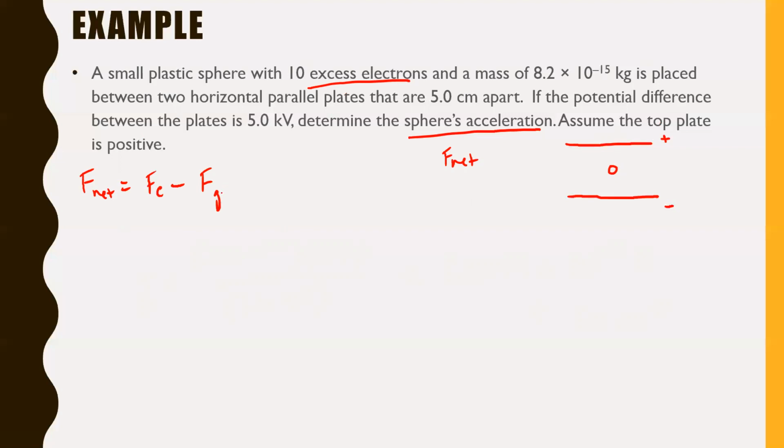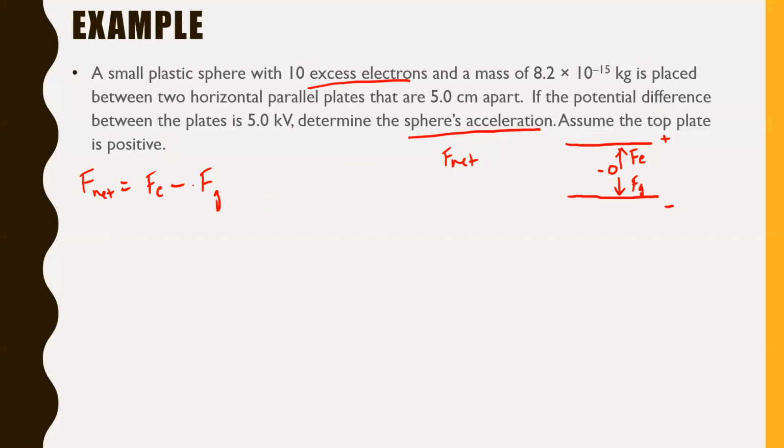Let me just go back here, because I did a million things in my head all at once without explaining it. With excess electrons, we know our small plastic sphere has a negative charge. Since the top plate is positive, it's going to be attracted upwards. That'll be our Fe, and gravity, of course, always points down. So we can say our net force is Fe minus Fg.